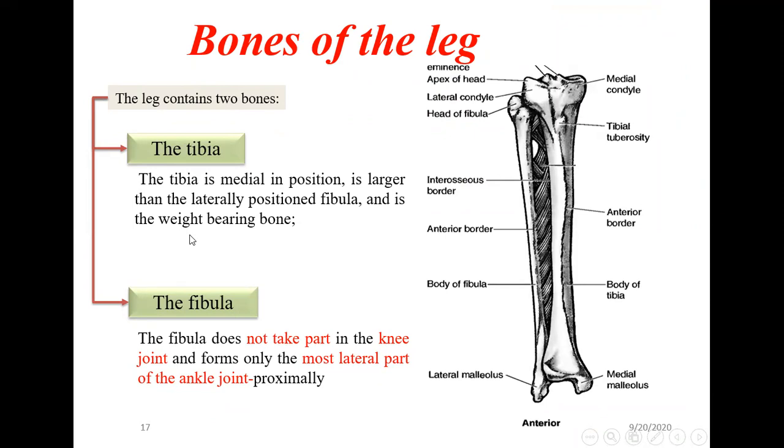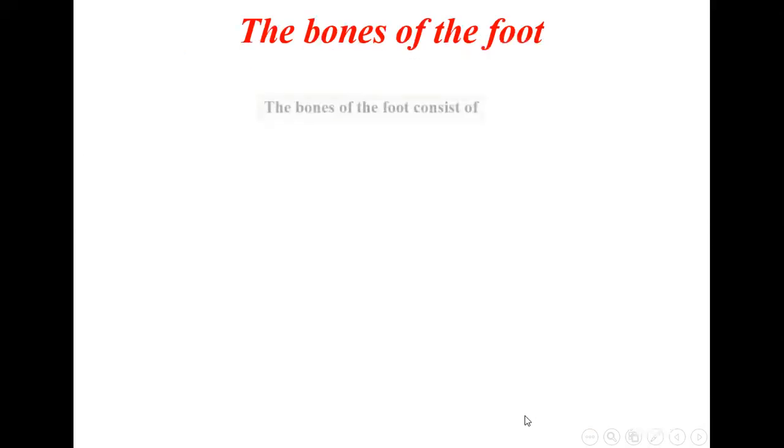Okay, and it is a weight-bearing bone. So all the weight from the body will be transmitted to this bone. This is the tibia. So that's why it is a stronger and larger bone. Fibula, this is the thin fibula. It does not take part in the knee joint, so it is not going to the knee joint. The knee joint is here on the top with the femur, so it is not going there. So it does not take part in the knee joint and forms only the most distal part of the ankle joint. Here below, it forms part of the ankle joint, so it articulates only with the ankle joint.